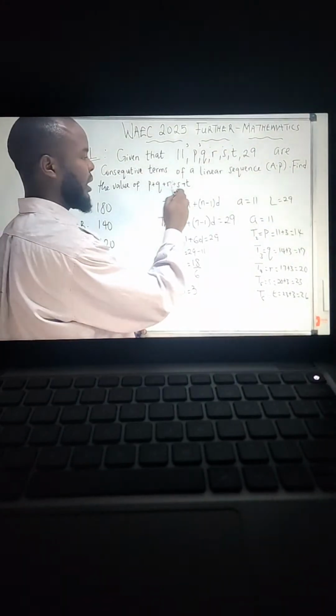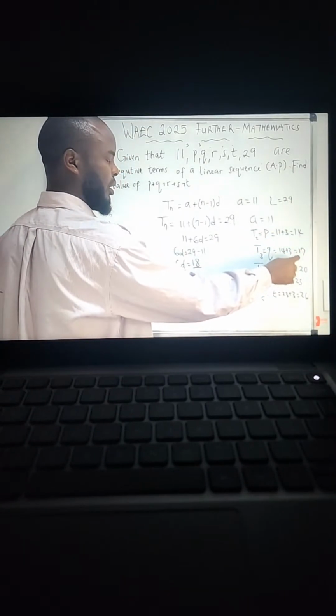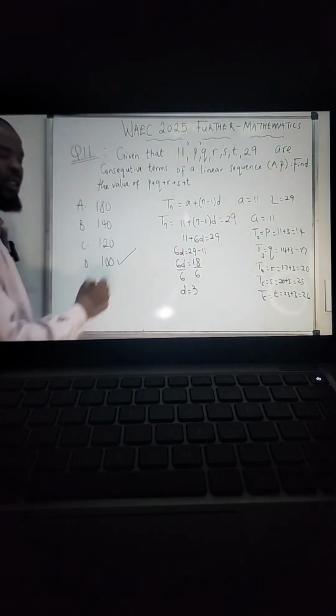So now, what you just have to do to get P, Q, R, S, T is to add up these. If you add up these, then we have 14 plus 17 plus 20 plus 23 plus 26. 17 plus 23 gives 40, plus this 60, plus this 80, 86, 96, 100. So the answer is D.